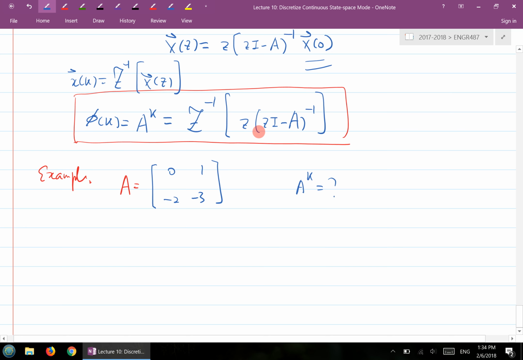All right, so let's plug in this formula here, Z. First, let's look at just what's inside this bracket, this term here, the inverse. So ZI minus A, here's A, and ZI is Z times the unity matrix. So that gives me Z here, negative 1 here, 2 here, Z plus 3 here, then inverse.